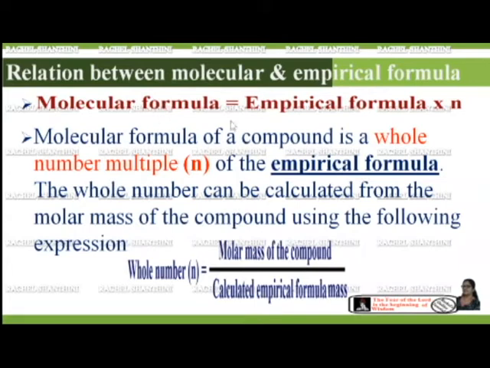Relationship between molecular formula and empirical formula. Molecular formula is equal to empirical formula into N. That is, the molecular formula of a compound is a whole number multiple of the empirical formula. The whole number can be calculated from the molar mass of the compound using the following expression. Whole number N is equal to molar mass of the compound divided by calculated empirical formula mass.